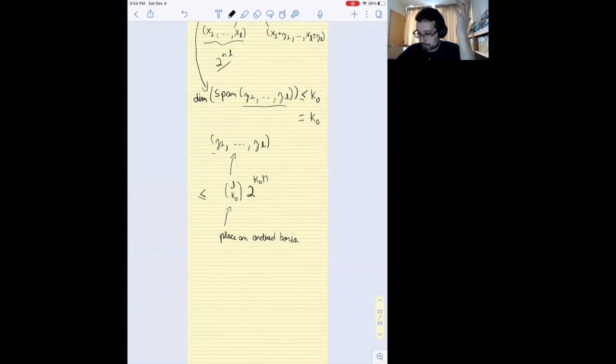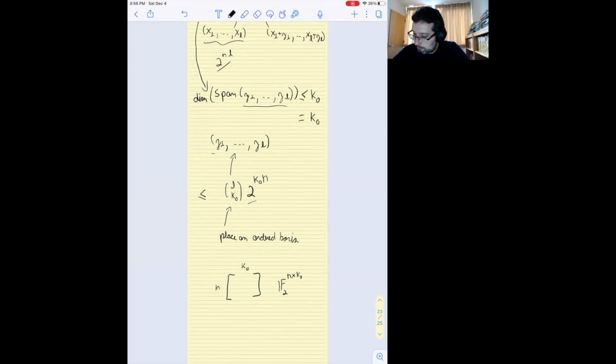How many K0 dimensional spaces do we have? This is an upper bound because you can think of a binary matrix of these dimensions, a matrix in F2 to the n, whose columns are linearly independent, which will define a space, right? But you're counting all of them, right? So you're potentially overshooting here a little bit, but that's going to be okay.